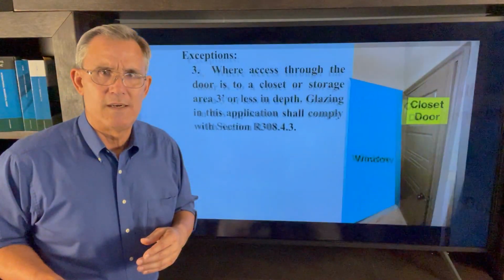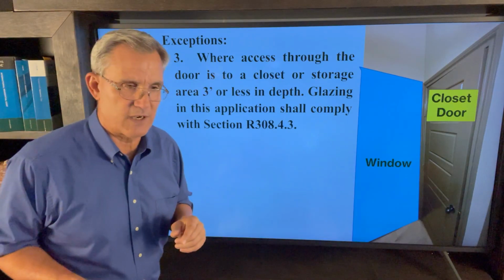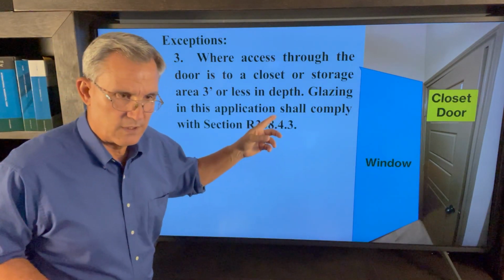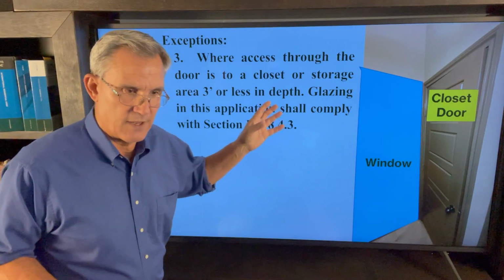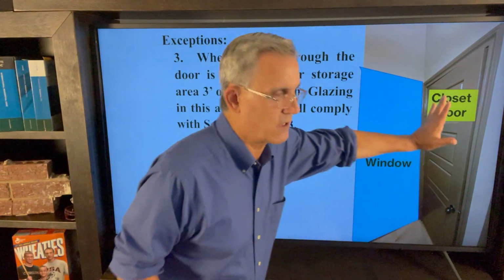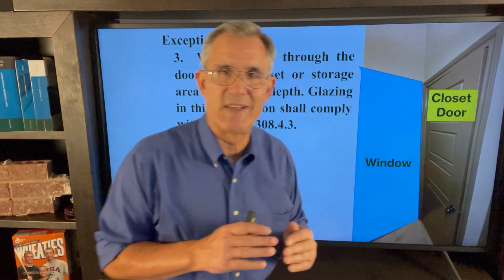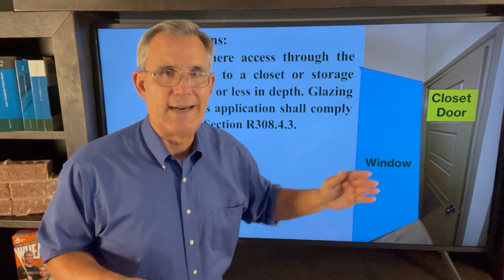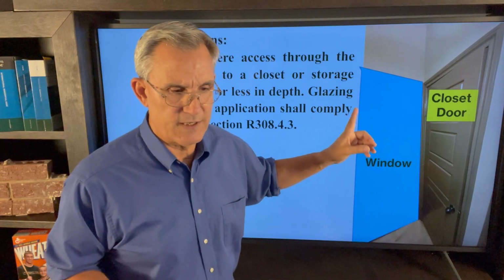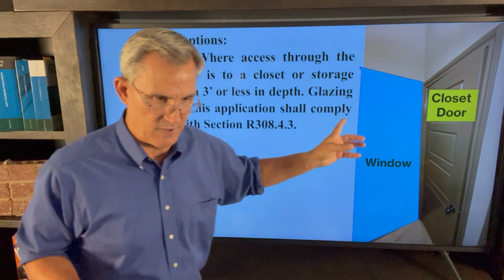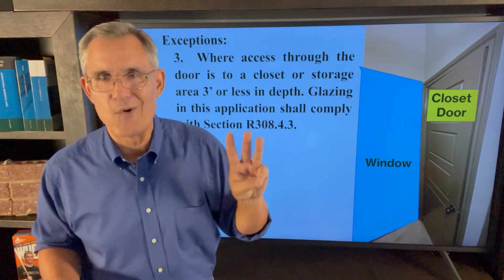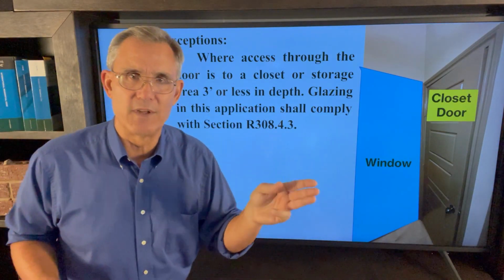Alrighty. A few more exceptions. Let's talk about this one. Number 3, access through a door is to a closet or storage area 3 feet or less in depth. So if I have a window next to a closet, but the closet is less than 3 feet in depth, that one doesn't have to be safety glass. Now, it does continue on. Glazing in this application shall comply with 308.4.3. We will cover R308.4.3 in our next video, so look for that.